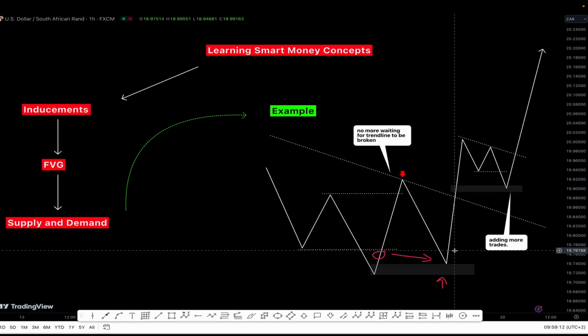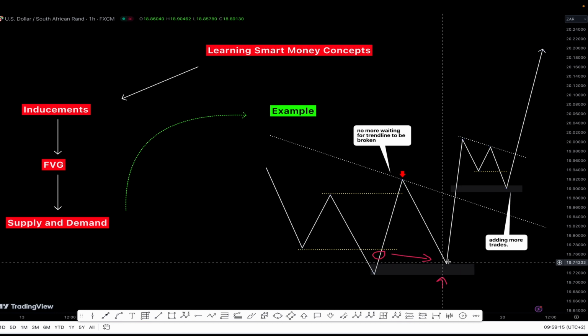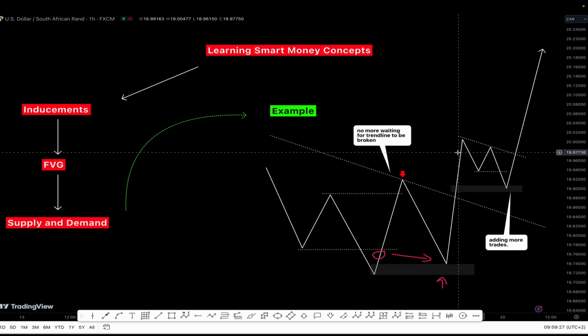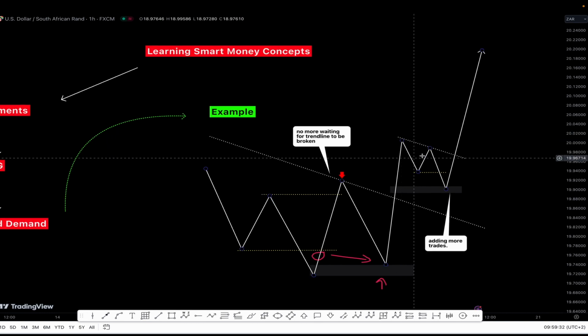That's when I realized that I need to confirm my trades around these areas here. And then I finally discovered what I call a confirmation candle. I will show you that during the video. So after entering here, the market will break to the upside. So right now, there's a correction here.